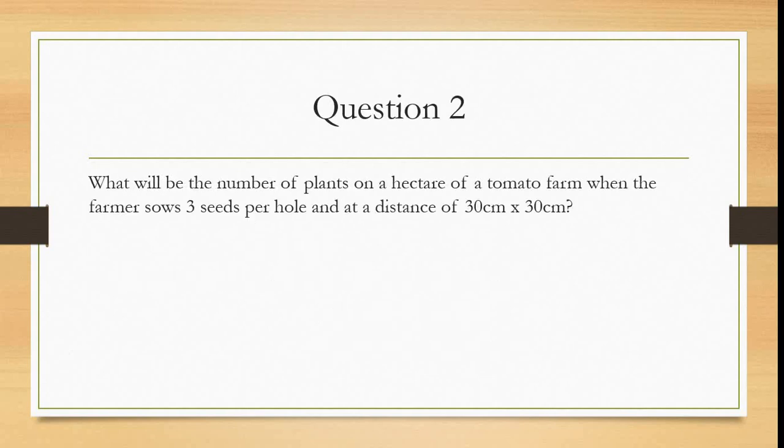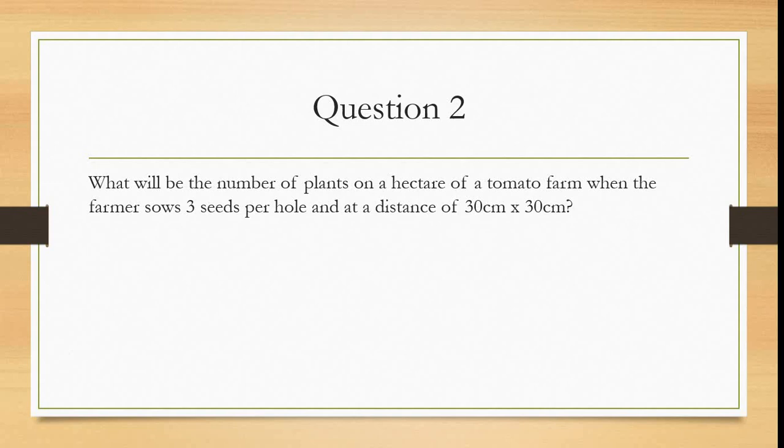Now, let's look at the second instance. To determine the number of plants on a hectare of tomato farm when the farmer sows 3 seeds per hole at a distance of 30 centimeters by 30 centimeters. So we are to determine the number of plants on a hectare of tomato farm. So that's the total land area. Total land area is 1 hectare.